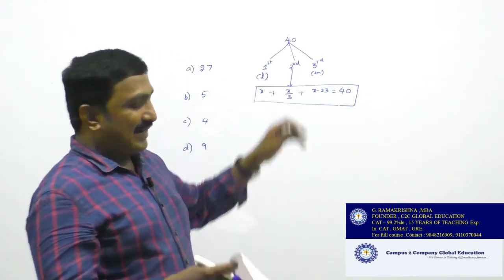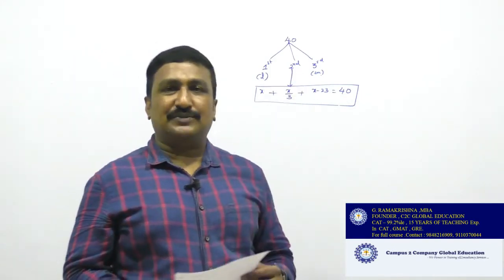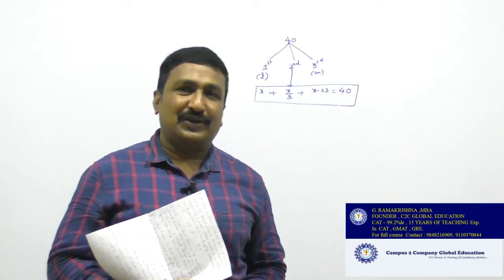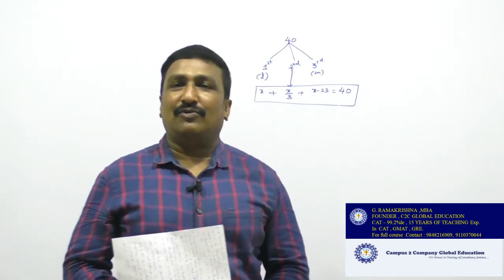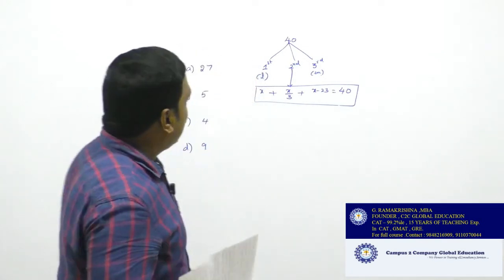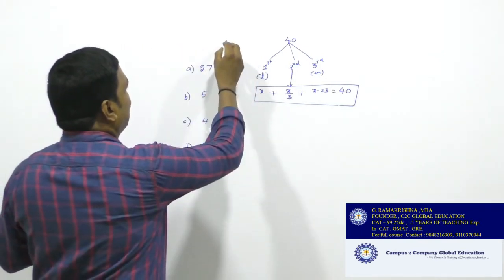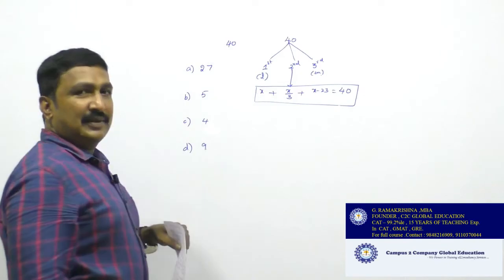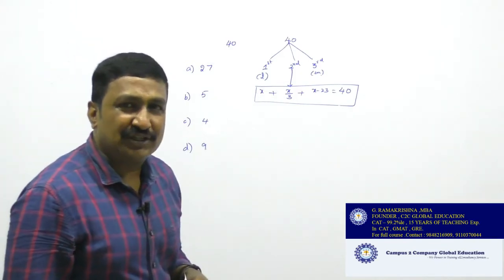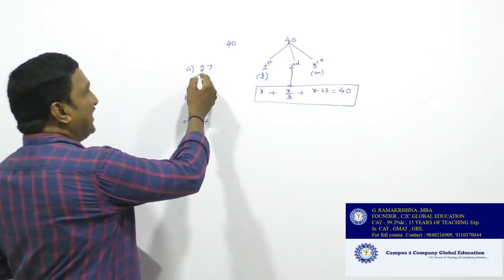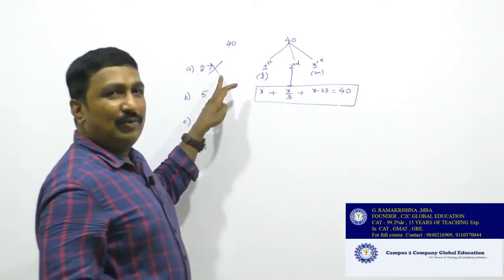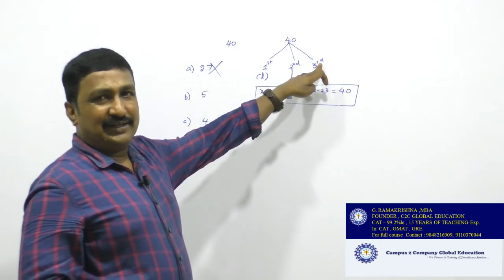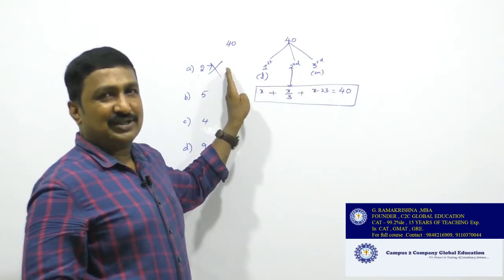But this is a CAT 2002 question. So most of the CAT level questions we can solve by using the options. Here also I can solve by the option method. So the total length is equal to how much, friends? 40. They are asking what is the length of the shortest one. 27 is not the length of the shortest one. Why? Because it is more than half of the 40. So it should not be the shortest length.